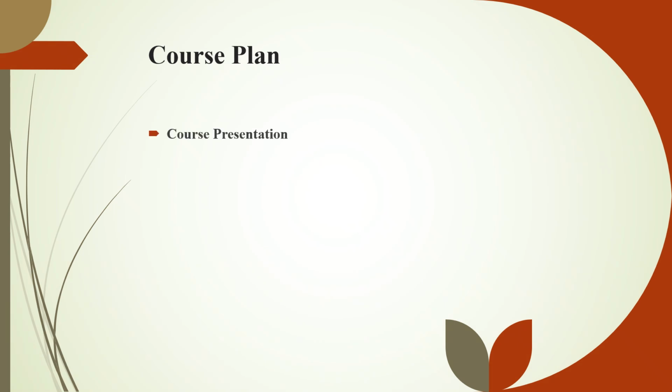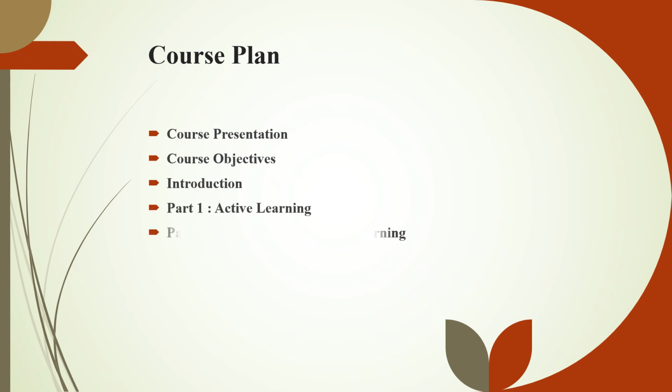The course starts with a presentation and objectives. Then it is followed with an introduction. It is divided into three main parts. Part 1 is active learning. Part 2 is about the paradoxes of creative learning. And part 3 is mainly about the setting impact. Then we move to the conclusion where we find some reviewing ideas.